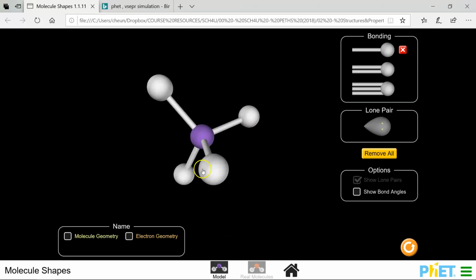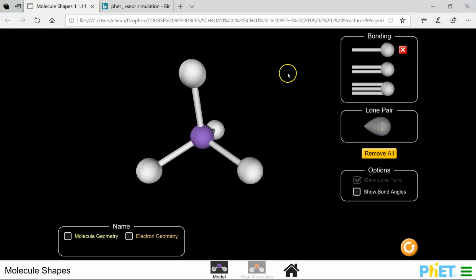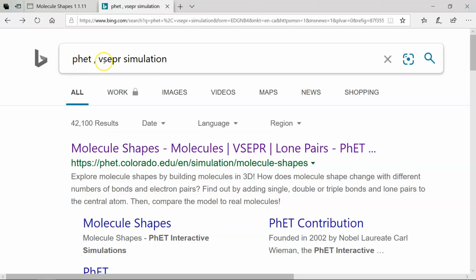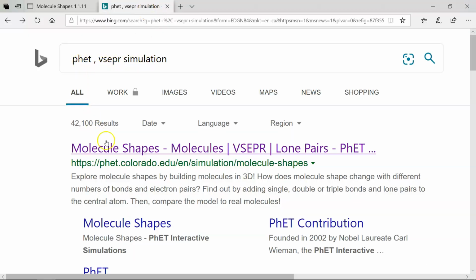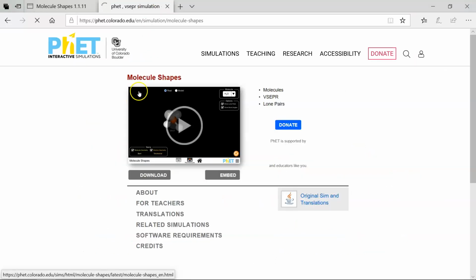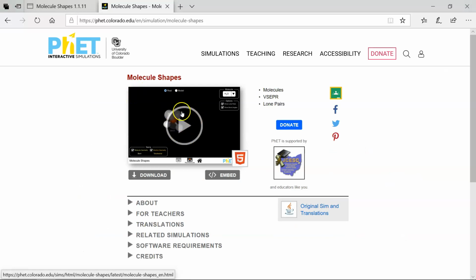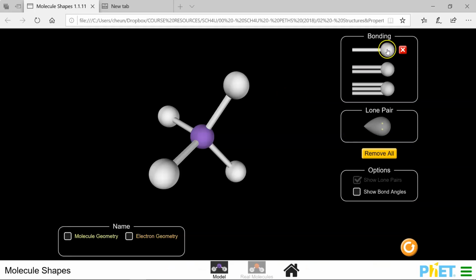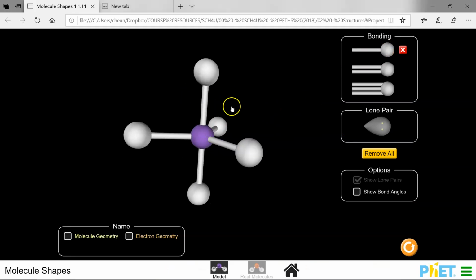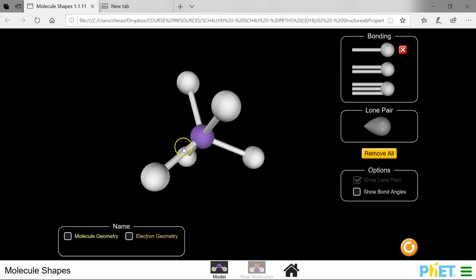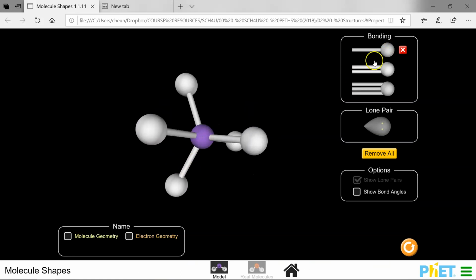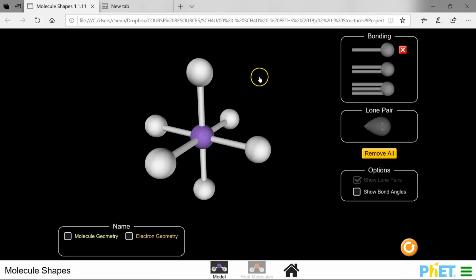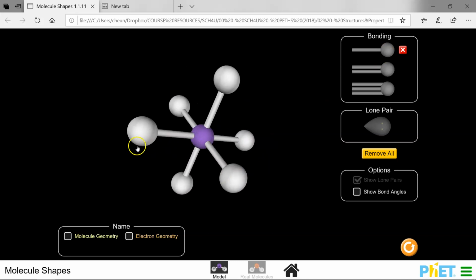To help you visualize these three-dimensional shapes, I highly recommend that you go to the PhET VSEPR simulation. This is from the University of Colorado. Just click on the first link and it gives you a pretty good simulation for how you can visualize the VSEPR shapes and geometries. So, as you add more electron clouds, you get a new, different shape in order to minimize the repulsive forces between electron clouds. Add one more electron cloud and of course another different shape.